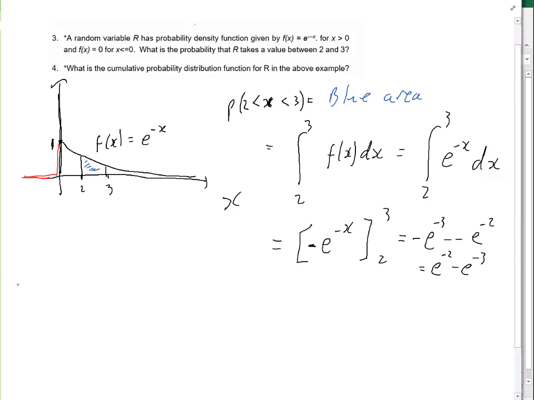And then 4, the cumulative probability distribution for the function r in the above example. That means a cumulative probability gives you the probability that for any value, the probability that it's up to that value, so that value or less.